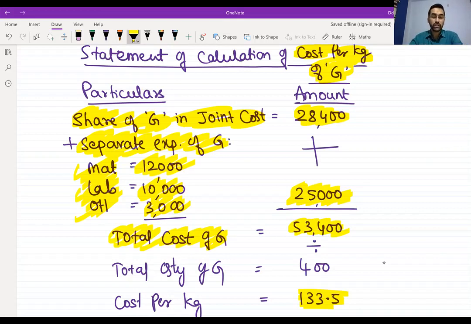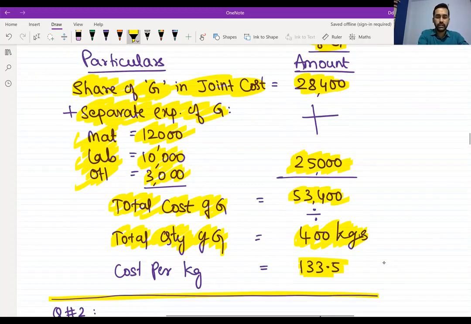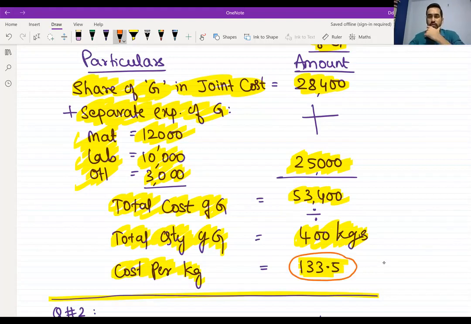53,400. But the question is not about total cost. The question is about cost per kg. That means this should be divided by the total quantity of G. How much is the total quantity of G? 400 kgs. Right. Now if you divide 53,400 by 400, you will get cost per kg as 133.5, and that is your final answer.